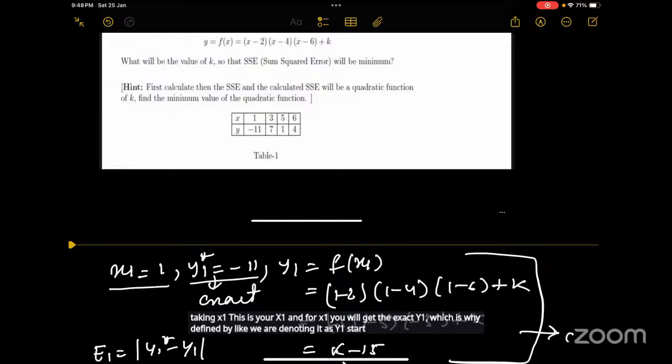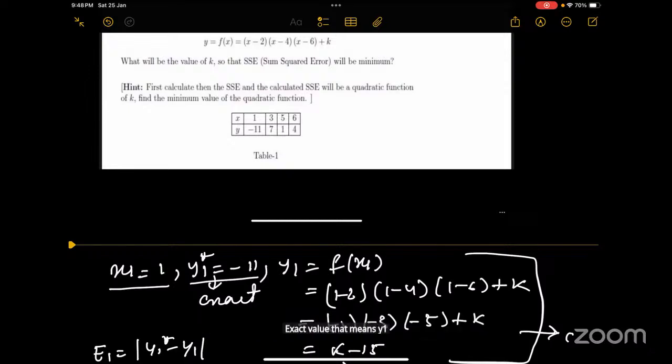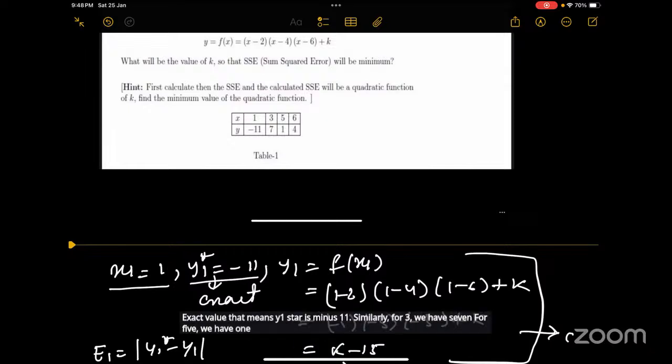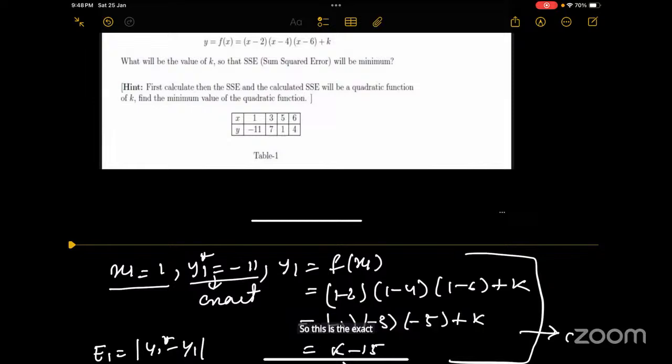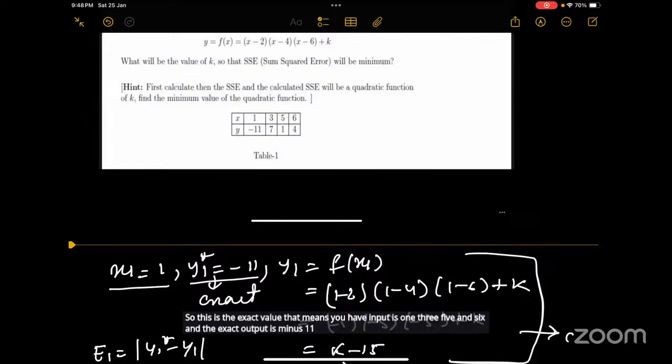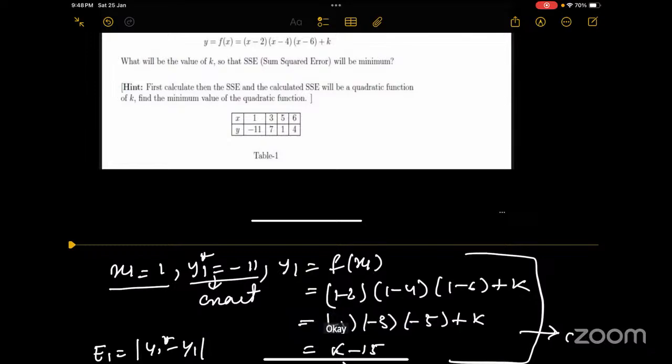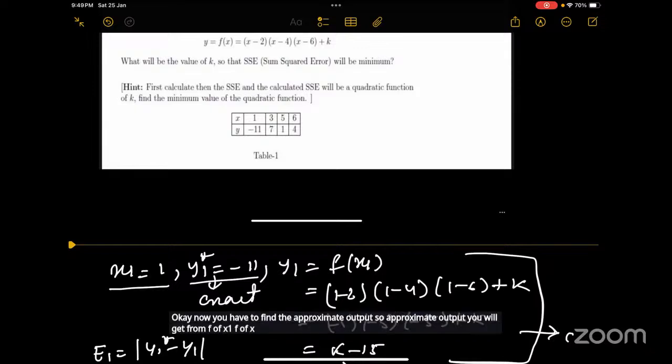So for x1, when x1 is 1, we can see the exact value. That means y1 star is minus 11. Similarly, for 3 we have 7, for 5 we have 1, and for 6 we have 4, right? So this is the exact value. That means the input is 1, 3, 5, and 6, and the exact output is minus 11, 7, 1, and 4. Okay. Now you have to find the approximate output. So the approximate output you will get from f of x1, f of x2, f of x3, and f of x4.